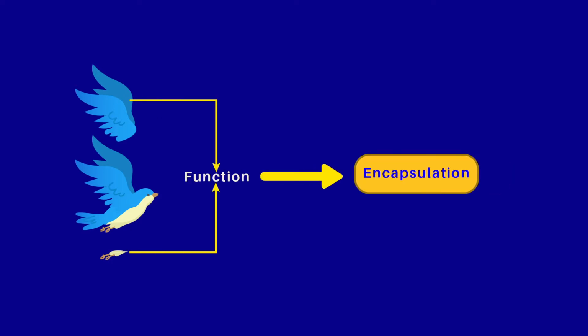For example, wings of birds are used to fly, legs to walk, and this binding of properties like legs to walk as a function in a class is known as encapsulation.